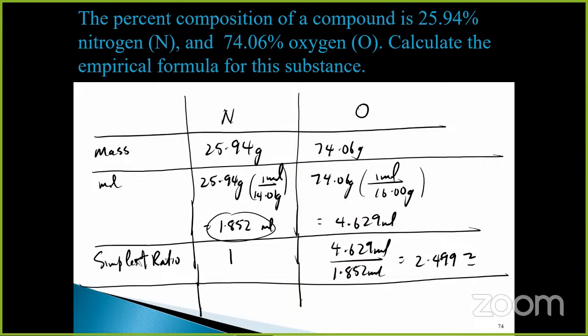And if you want to convert 2.5 into an integer, all you have to do is multiply 2.5 by 2. But you cannot just multiply this by 2. You have to multiply the nitrogen value by 2 as well. So when you multiply right through by 2, you end up with 2 here, and then 2.499 times 2 gives you 4.998, which is very close to 5. Therefore, the empirical formula will be N2O5. And that's how you do that.